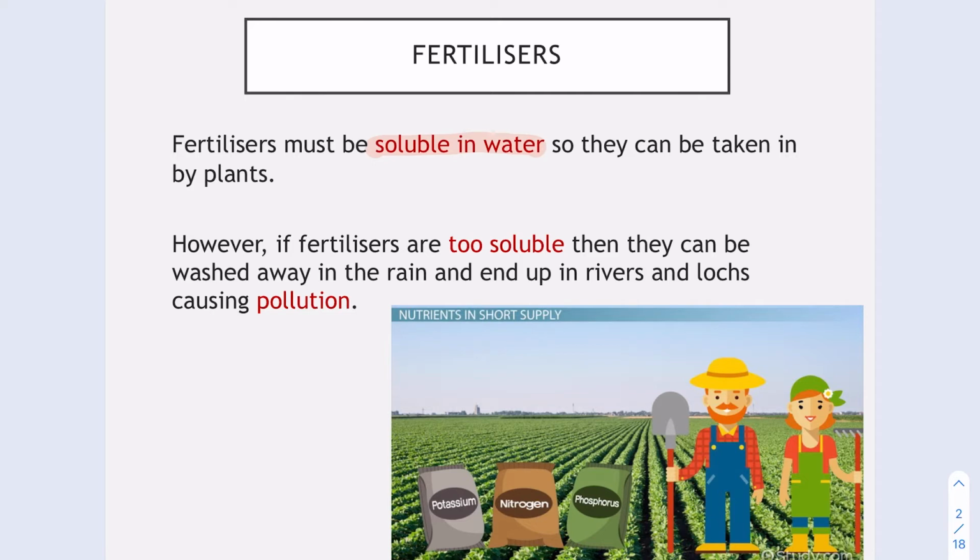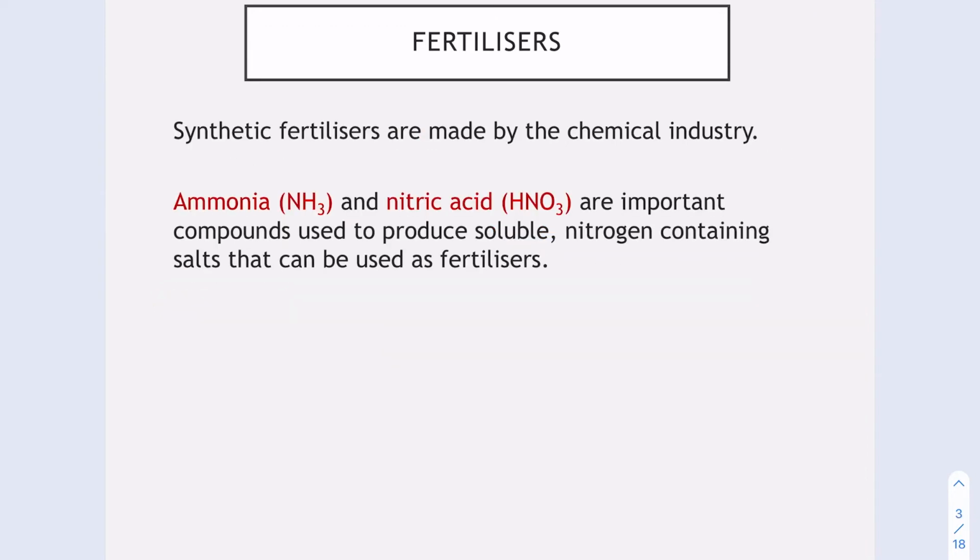If you go to the data book, page 8, there's a lovely table at the bottom which has insoluble and soluble compounds, so you can use that for reference. However, if they are too soluble, they sometimes can be washed away by the rain and end up causing pollution in neighbouring rivers. So we are going to look at two important fertilisers that are made by the chemical industry.